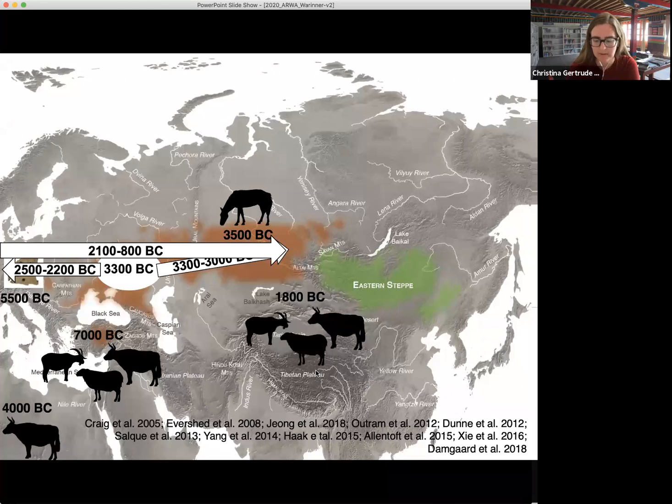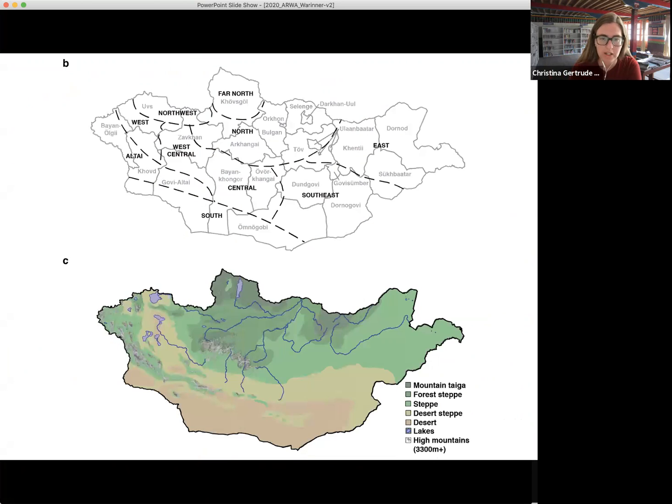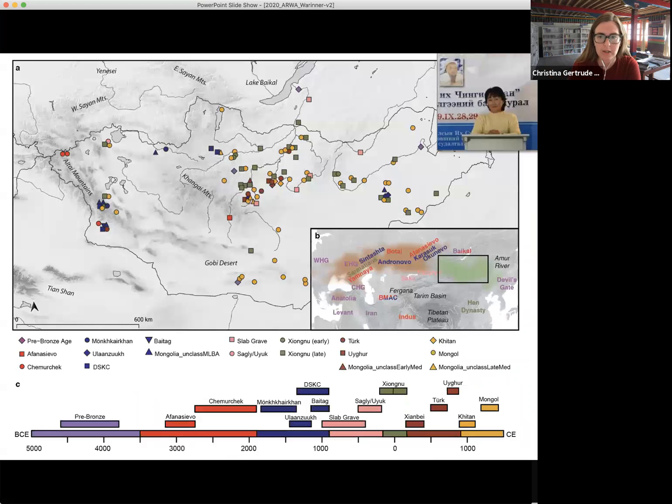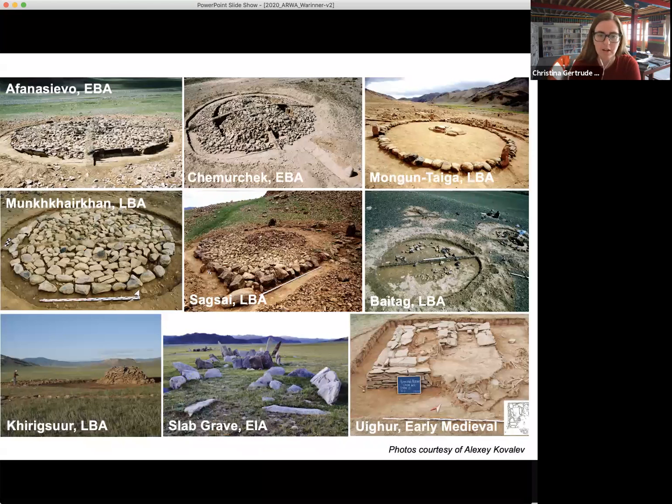But how exactly was this going on, and what's going on in Mongolia, which hadn't been studied, or dairying specifically hadn't been studied, until we started working there. And so we started working in Mongolia. We partnered with Erdene Myagmar at the National University of Mongolia, and we tried to do a really wide sampling across time and space in Mongolia to try to determine when and where dairying arose and in what kind of cultural context.